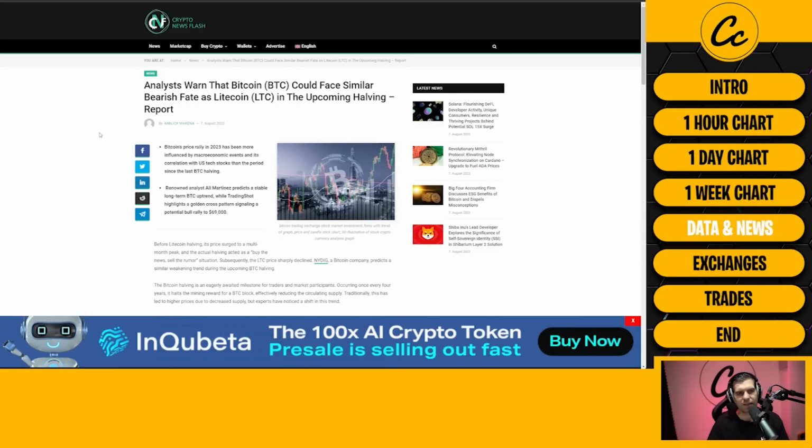And so, an analyst warns that Bitcoin could face a similar bearish fate as Litecoin in the upcoming halving, per a report. Now, a lot of people really jump on that idea that the halving is going to be a catalyst for a bull run. And I really struggle to understand the logical rationale behind that now. Okay, it used to be a really big point. It used to make a lot of logical sense that halving the amount of Bitcoin that can be mined is very, very significant. However, I think it has less and less impact over time.